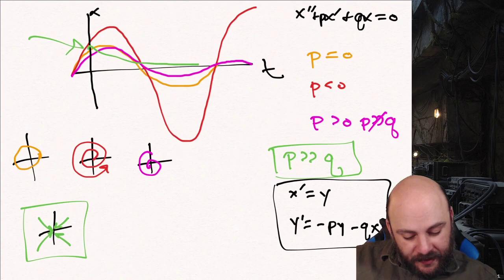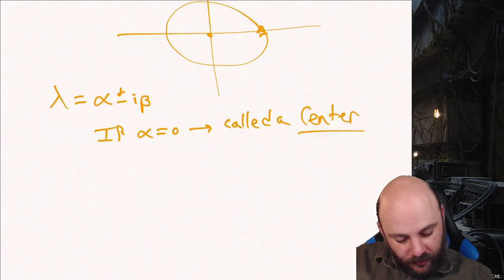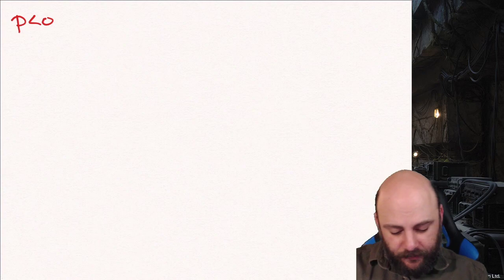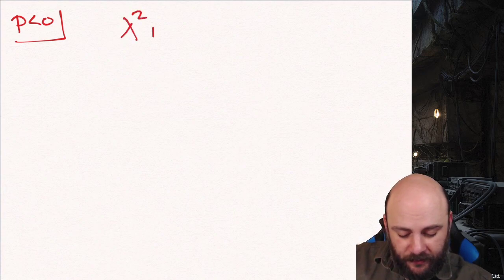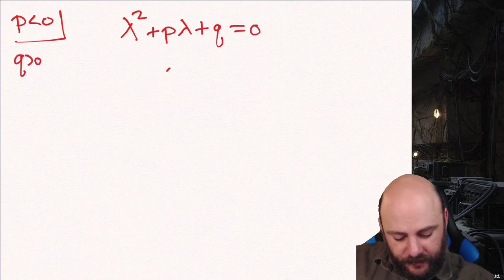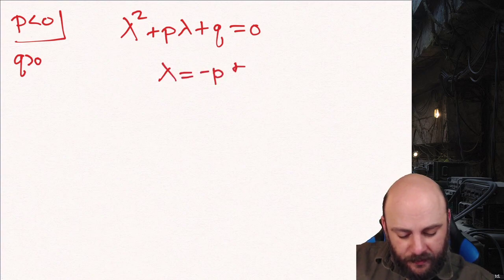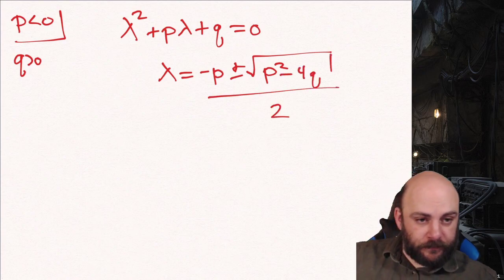All right, next thing is P is negative. So let's do P is negative, in red, E less than 0. In this case, my characteristic polynomial is lambda squared plus P lambda plus Q equals 0. And let's remember, as always, that Q is positive. Lambda equals negative P plus or minus the square root of P squared minus 4Q, all over 2.